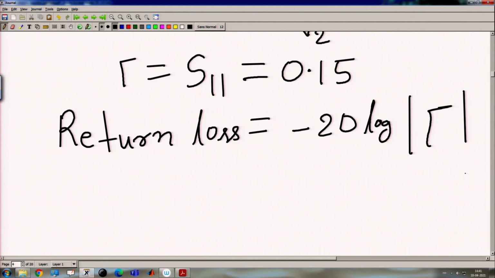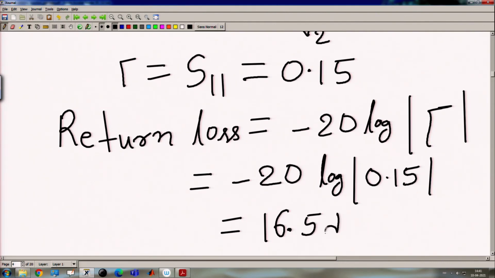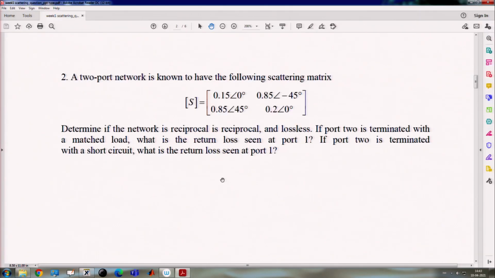So, gamma will substitute 0.15. So, this will give 16.5 dB. So, this is the return loss at port 1 when port 2 is terminated with match load.